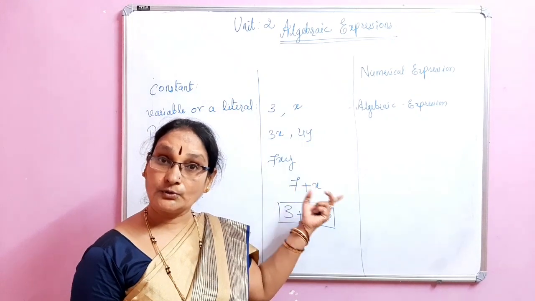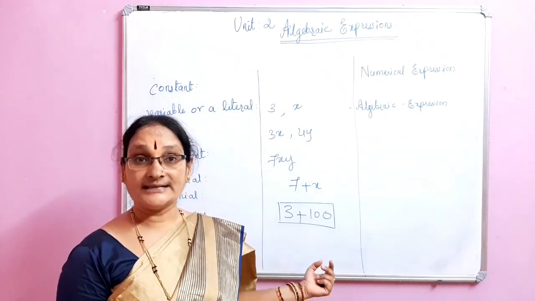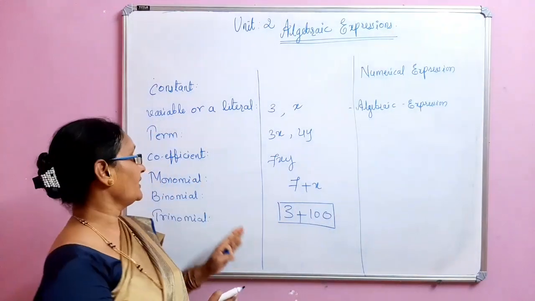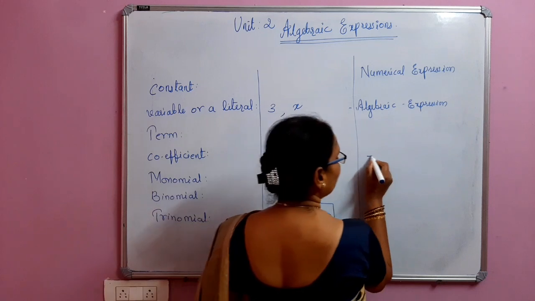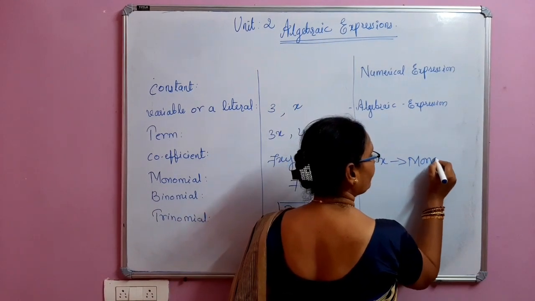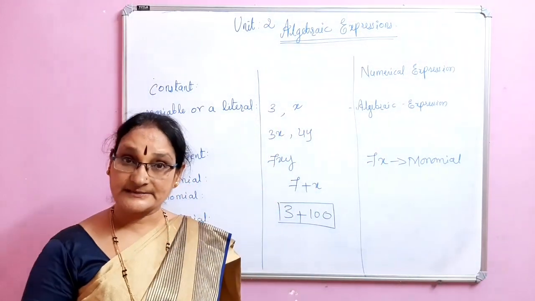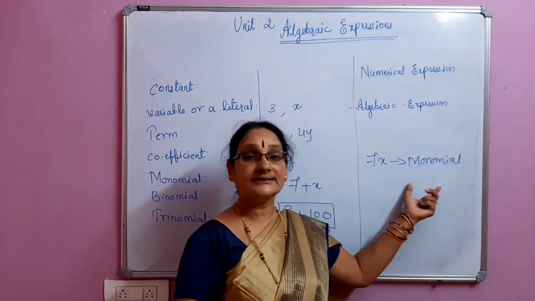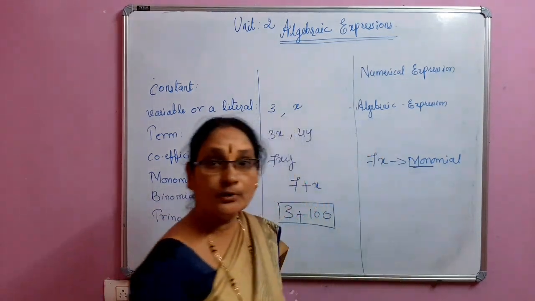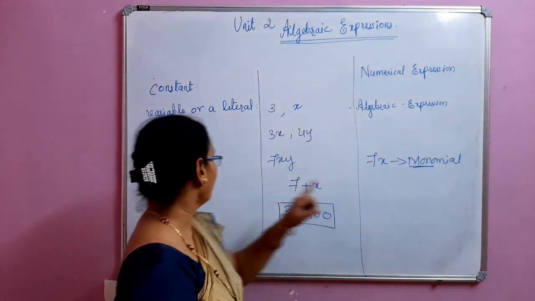Like that, it may be 2 or 3 or 4. It may be any number. That is called an algebraic expression. On this basis, suppose there is one term. This is called a monomial. If there is only one term in the algebraic expression, it is called a monomial. Here, mono means single. Mono means one. Monomial.